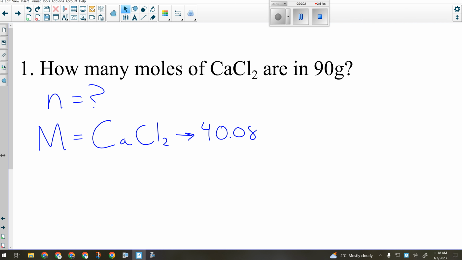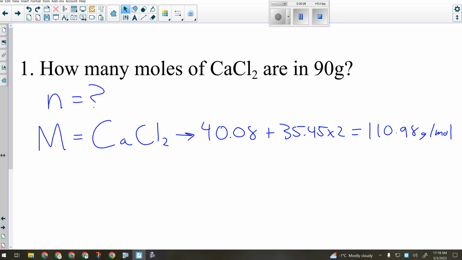40.08. That's the molar mass of calcium. Okay, plus 35.45 times 2. That's the atomic mass or molar mass of chlorine, and there's 2 chlorine, so I multiply it by 2. Okay, that should give me 110.98 grams per mole, I think. I probably shouldn't do math in my head, but I did think it's right.